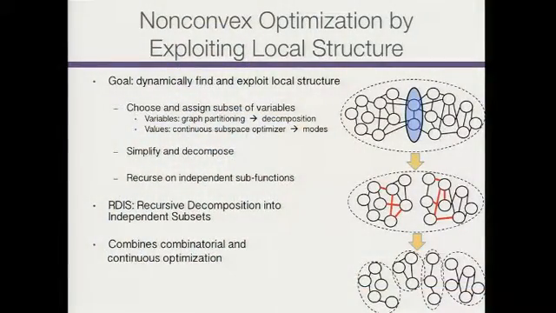Given this idea of local structure and local decomposition, the goal of our algorithm is to choose good subspaces that both result in decomposition to avoid this combinatorial cost of the number of modes, and also to be able to reach the global minimum, which is the desired goal in the first place. So our algorithm dynamically finds and exploits this local structure while moving towards the goal. It does this using a combinatorial optimization strategy, which is recursive decomposition.